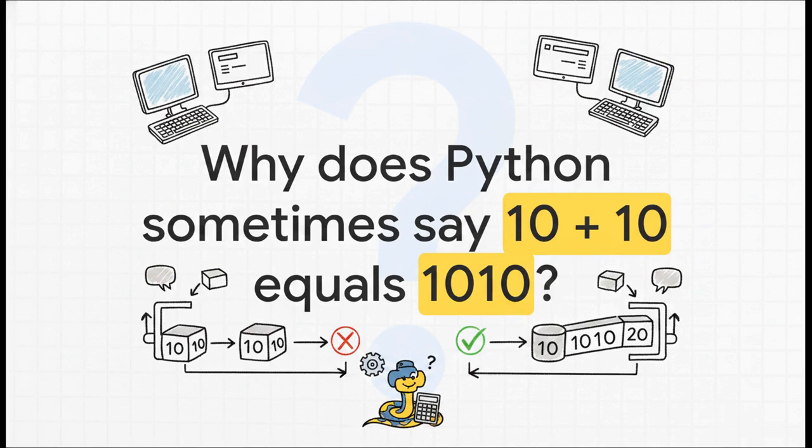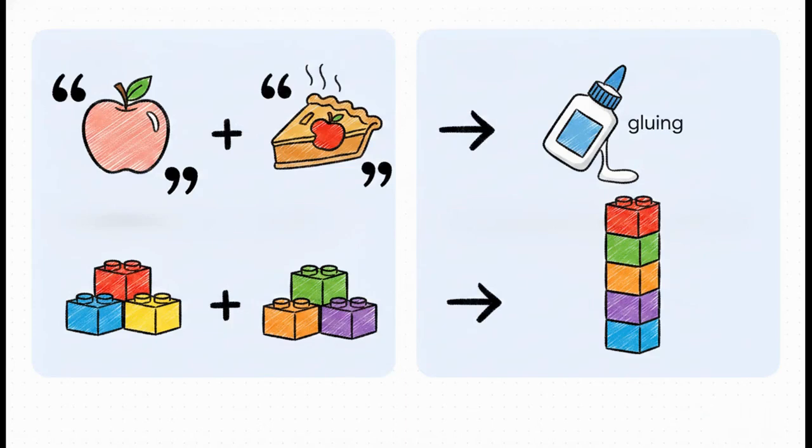I mean, what? Why does this happen? It feels like the computer is completely broken, right? But actually, it's following its own internal logic perfectly. This perfectly illustrates the string trap. You see, the input function always captures a user's keyboard strokes as text strings, so adding them just glues the characters together instead of doing the actual math.